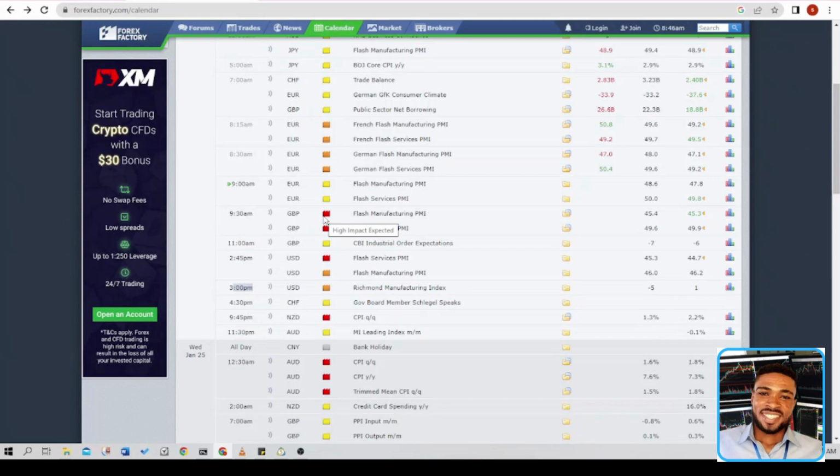Now that we know that there's going to be high impact news at 9:30, we will not take any pound trade. So we will not search for the pound pairs. We might go through them though, but when you're taking the trade, you will be careful.